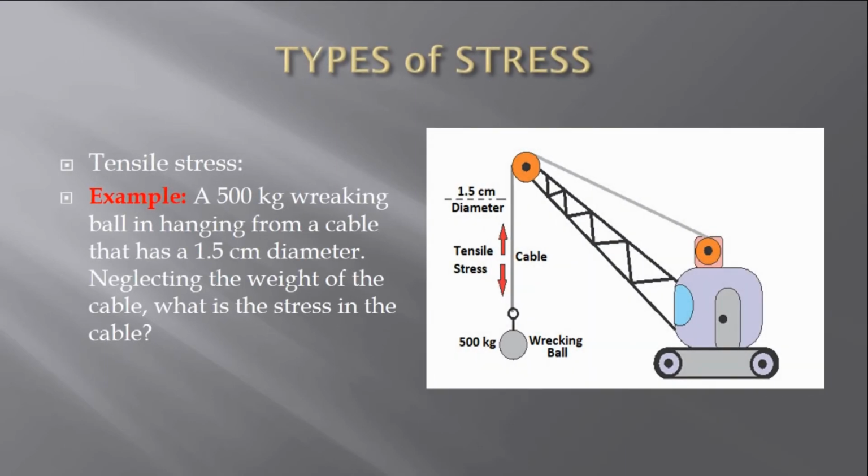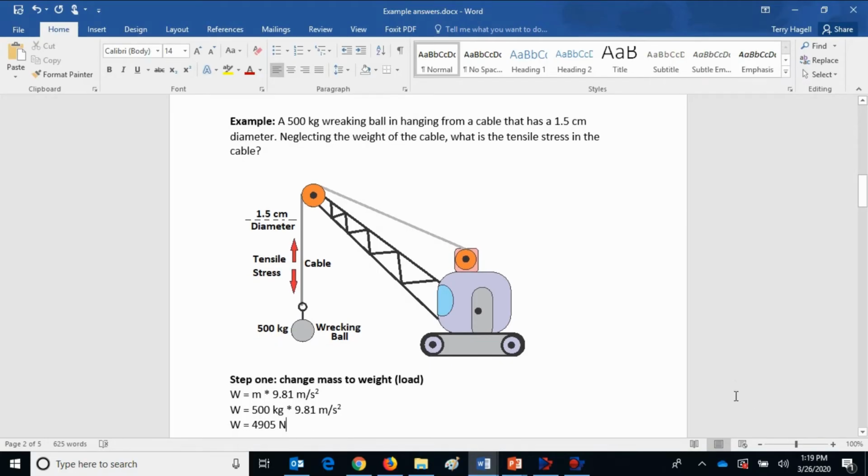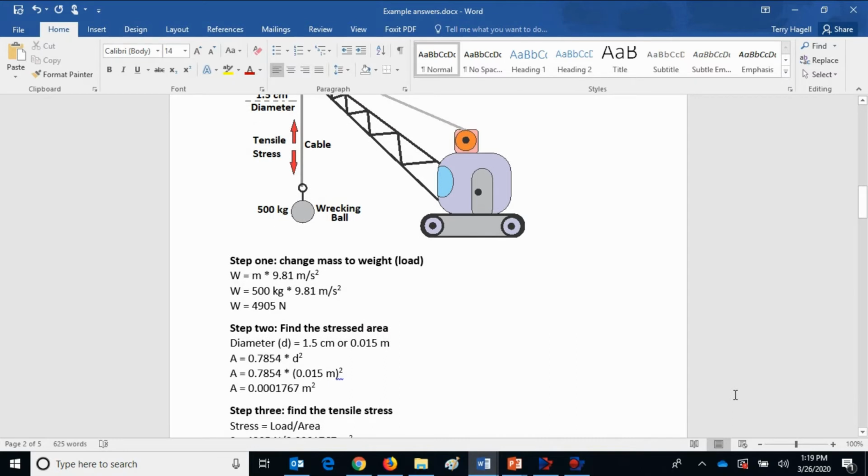Example: a 500 kilogram wrecking ball is hanging from a cable that has a 1.5 centimeter diameter. Neglecting the weight of the cable, what is the stress in the cable? Okay, so step 1, we have to change the mass of the wrecking ball to weight or load. So weight equals mass times the constant 9.81 meters per second squared, and the weight comes out to 4905 newtons.